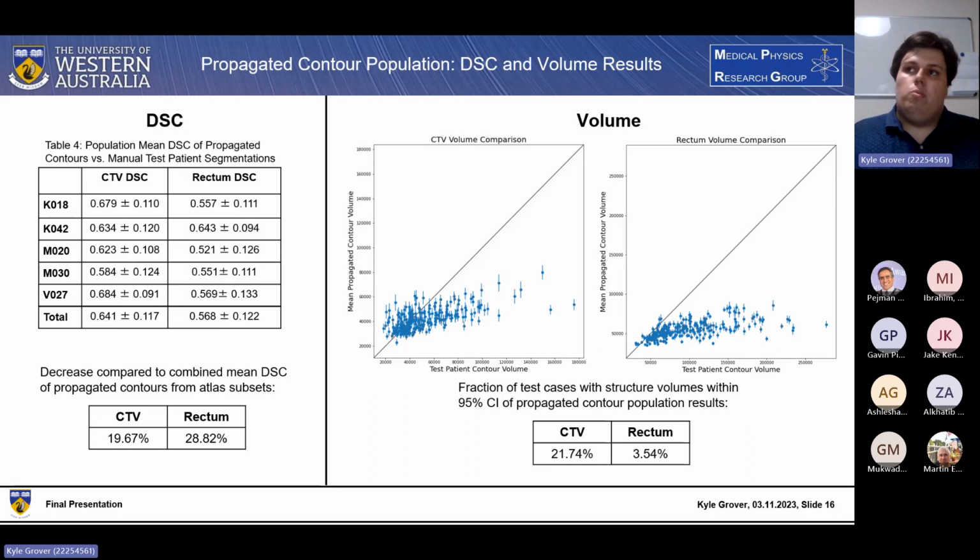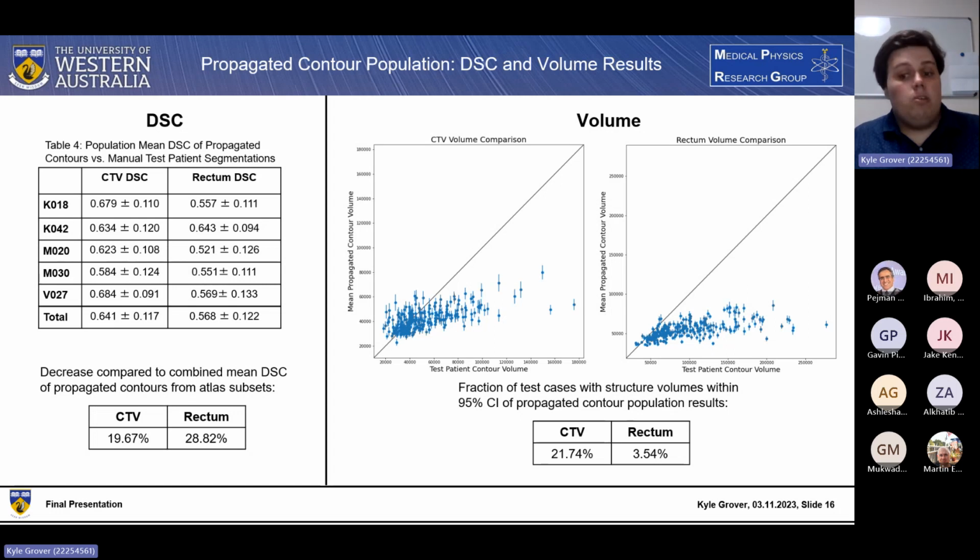So in general, when we consider dissimilarity coefficients, an acceptable one, as a general consensus, could be considered about 0.8 or 0.85. But this can vary depending on your treatments and such. Some people tout that you need 0.9. Overall, we find that there is quite a significant decrease compared to how the contours compare within themselves and how they are meant to compare to the atlas patient anatomy, or the test patient anatomy.